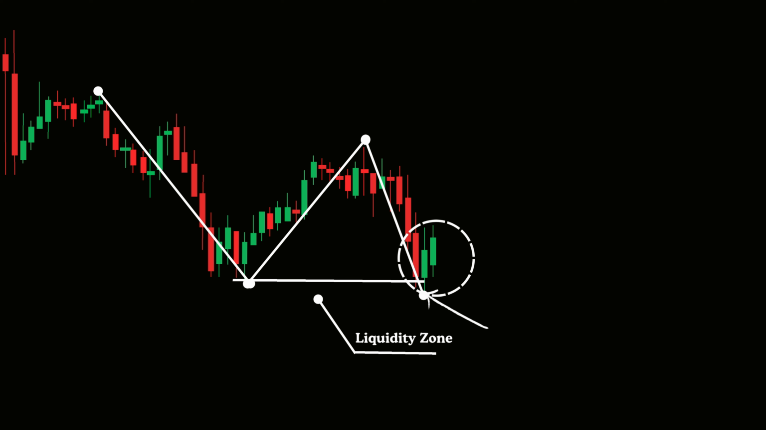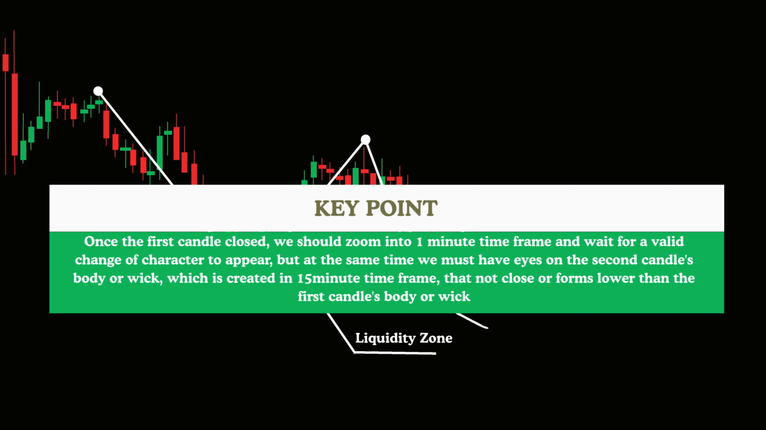There's a key rule to remember here: once the first candle finishes, we switch to the 1-minute time frame and look for a valid change of character, while simultaneously keeping a close watch on the second candle's body or wick from the 15-minute chart to make sure it does not close or appear below the first candle. If that happens, the setup becomes invalid and we skip the trade.